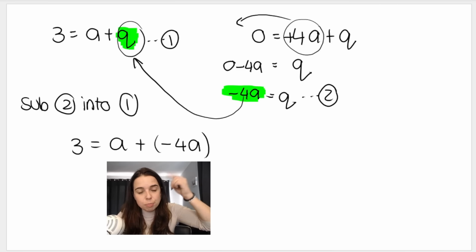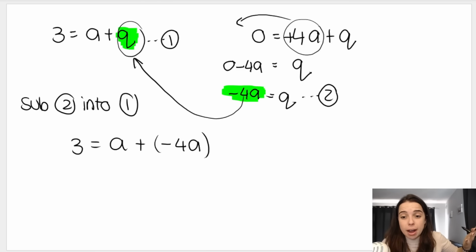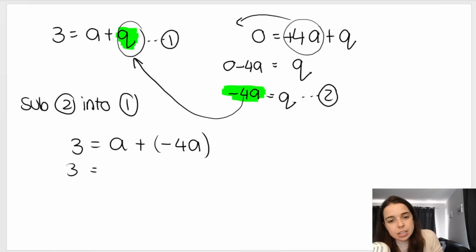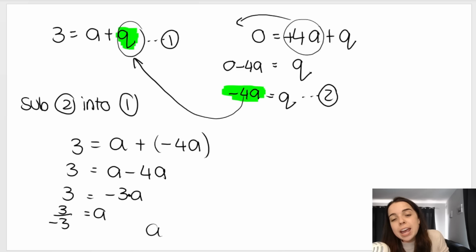A plus Q, but instead of Q, -4A. You should know that a plus and a minus is a minus. So we've got 3 equals A minus 4A. So that is -3A. So therefore, A, it's times -3. So it's going to be 3 divided by -3. So A is -1. There we go.